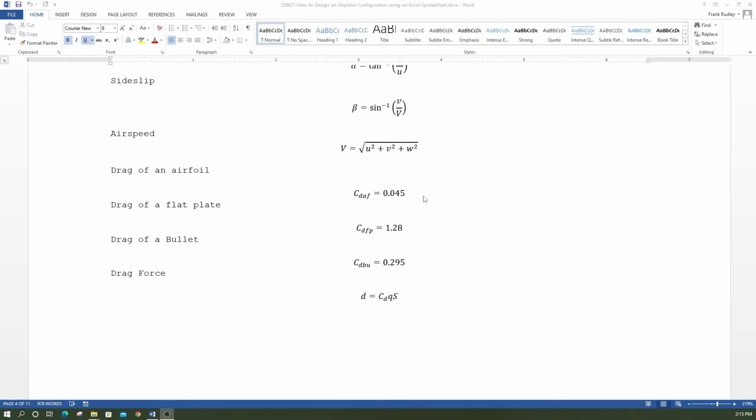So anyway, we have drag of an airfoil is 0.045. Drag of a flat plate is 1.28, and drag of a bullet is 0.295. So the drag force would be this coefficient of drag, possibly one of these, times the dynamic pressure, times the surface area.